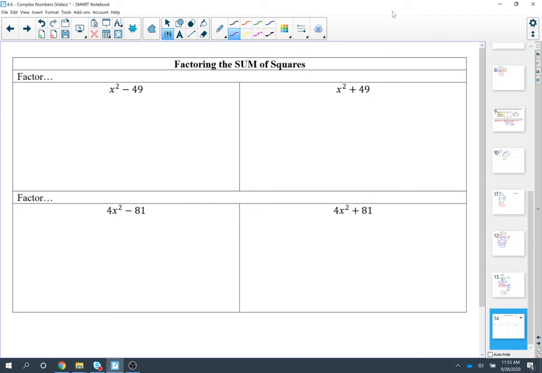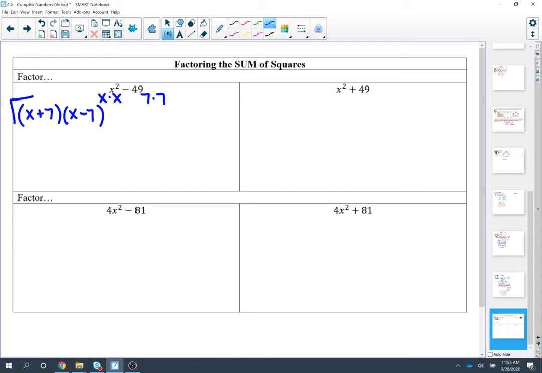Factoring the sum of squares. Now, before we factor the sum of squares, which is over here on the right, I first want to go back and look at the difference of squares, which is over here on the left. If we remember, this is x times x, this is 7 times 7, so we said that this would factor into x plus 7 times x minus 7.